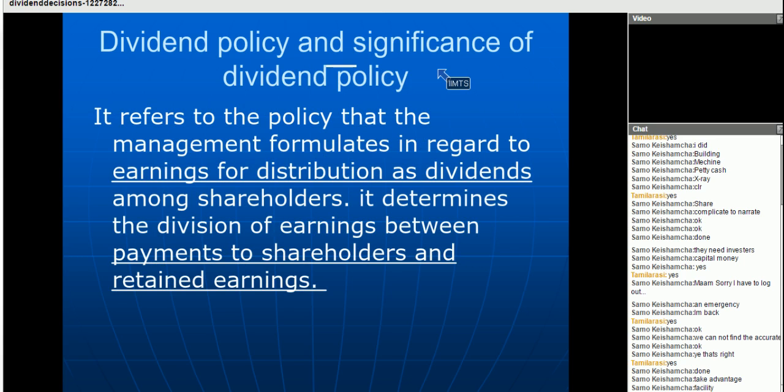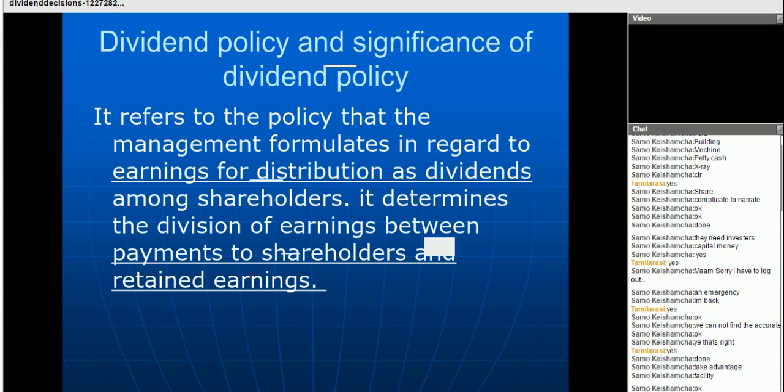Okay. So dividend policy and the significance of the dividend policy. I told you about dividend. Now we go to the significance of this. It refers to the policy that the management formulates in regard to the earnings for distribution as dividends among the shareholders. It determines the division of earnings between the payments to shareholders and retained earnings. Means what portion of our profit are we going to pay to the shareholders as dividends, and how much are we going to save for the future in the form of retained earnings. So all of that will be covered under the scope of this dividend policy.